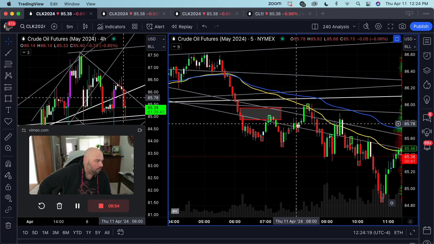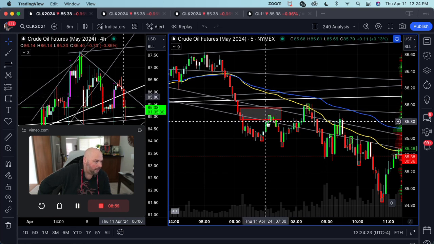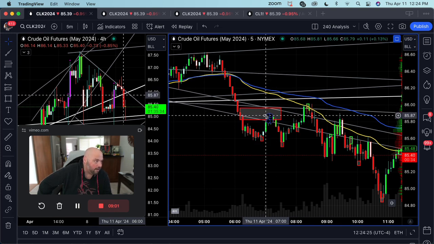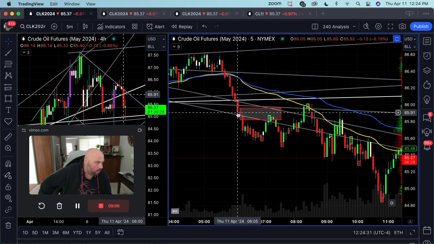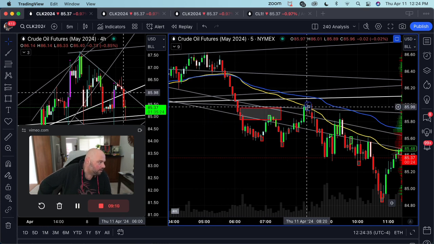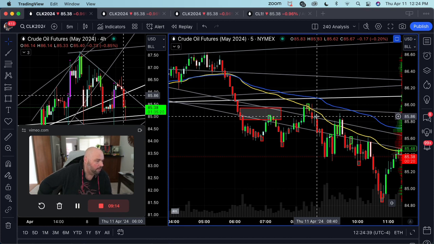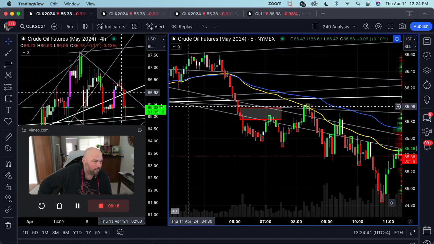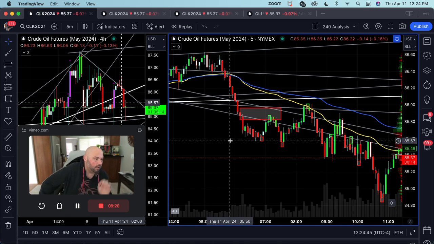I need to now look, where can I enter if I'm in a downtrend? How can I identify an area that I can enter short? I'm looking to short at supply, at resistance. I'm looking to short at resistance, at the rolling VWAP, at a higher time frame resistance level. So I have to look for an area where there's confluence.